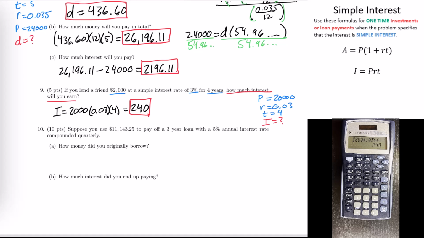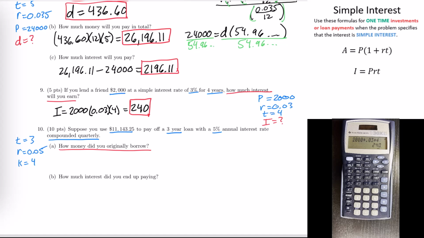And then on our last question, question 10, it says, suppose that you use $11,143.25 to pay off a 3-year loan with a 5% annual interest rate compounded quarterly. And the question is how much money did you originally borrow? Okay, so let's figure out our easy variables first. T is 3 because it's a 3-year loan. R is 0.05 because the interest rate is 5%. And since it's compounded quarterly, K is going to be 4.